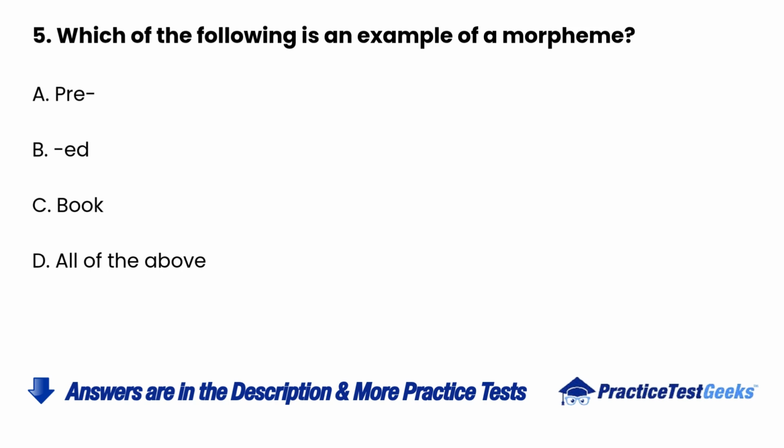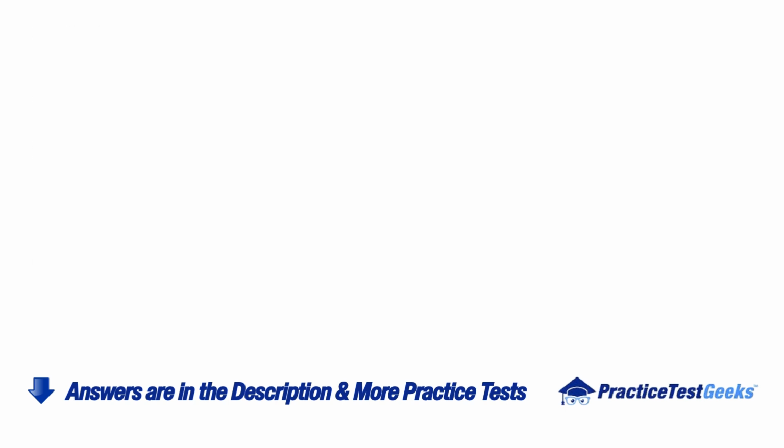5. Which of the following is an example of a morpheme? A. Pre-dash. B. Ed. C. Book. D. All of the above.